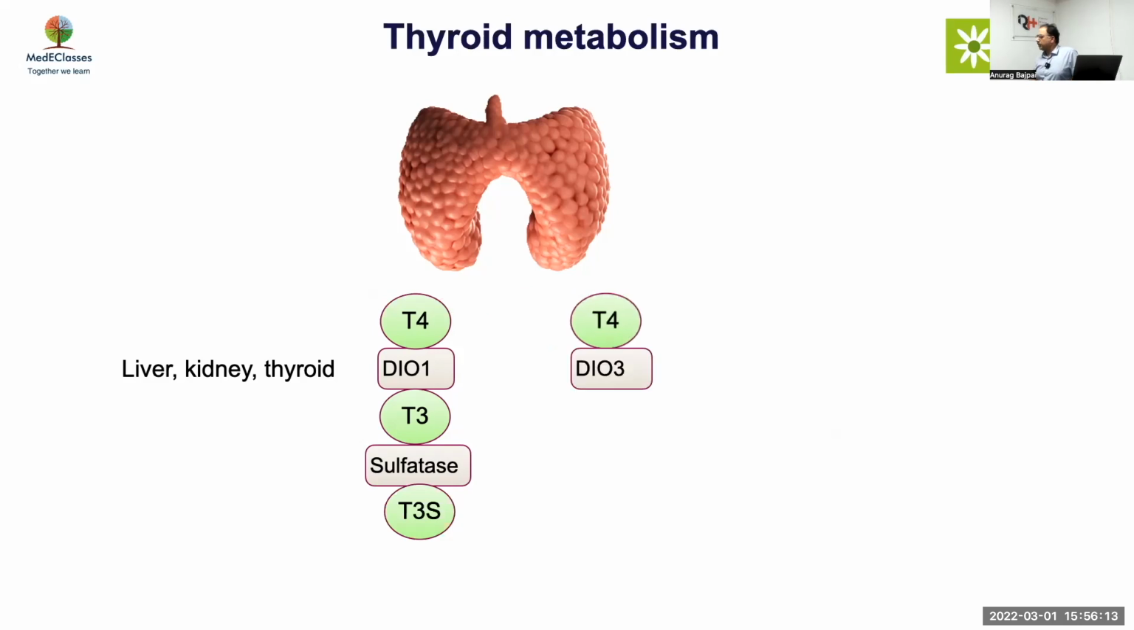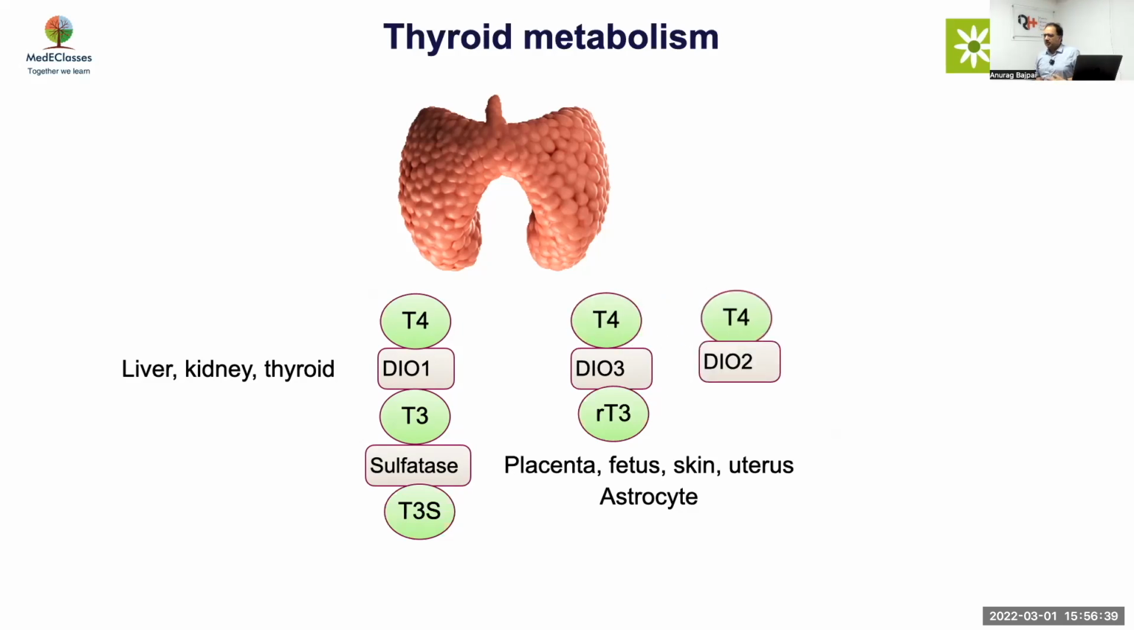Now this T4 can also be acted on by DIO3 to make reverse T3, which is inactivation. This happens in the placenta. Why the placenta? You don't want the mother's T4 to rush into the baby. It also happens in the fetal skin and uterus. So this is what we discussed: in the fetus, we don't want too much of these activities. It also happens in some areas of the brain. There is also a mechanism within the brain, DIO2 or MDI2, which converts T4 to T3.